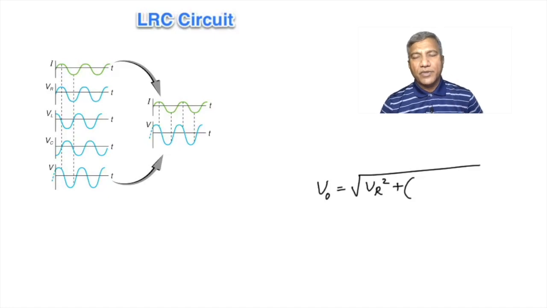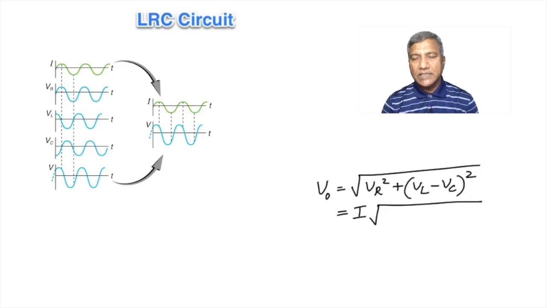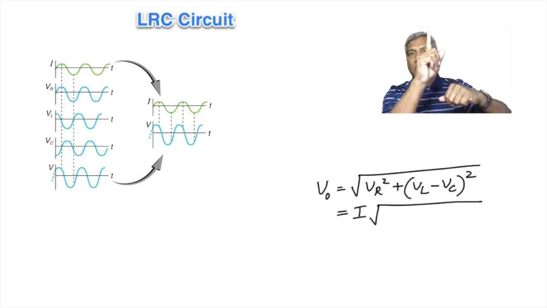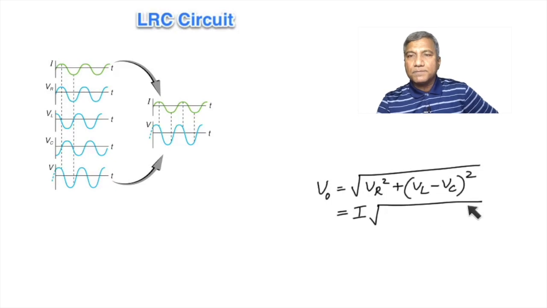First of all, the magnitude of the resultant voltage is given by this formula. You've got to take the square root of VR squared plus VL minus VC, whole squared. And it's chiefly because the voltage across the inductance and the voltage across the capacitance are opposite. So that's why we take the difference between the two, and then you add it to the square of the voltage across the resistance.